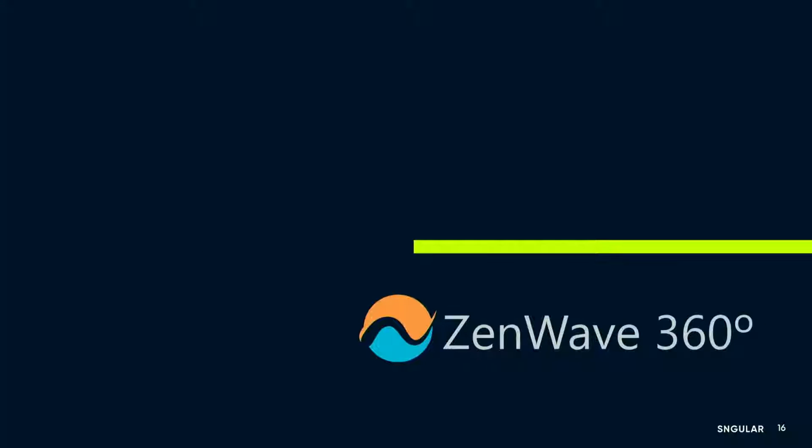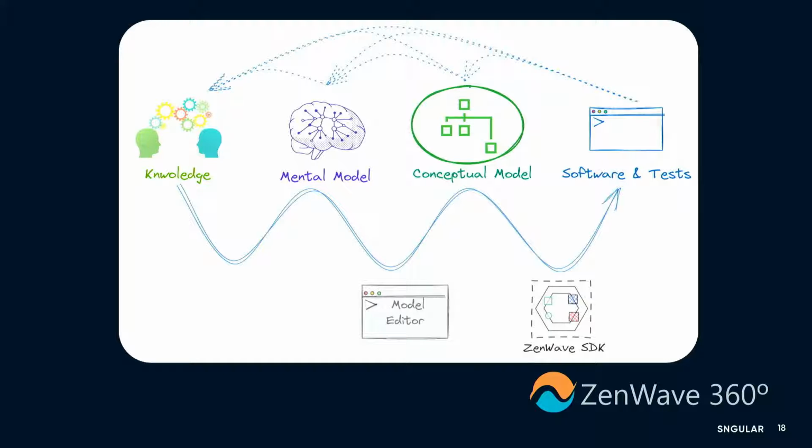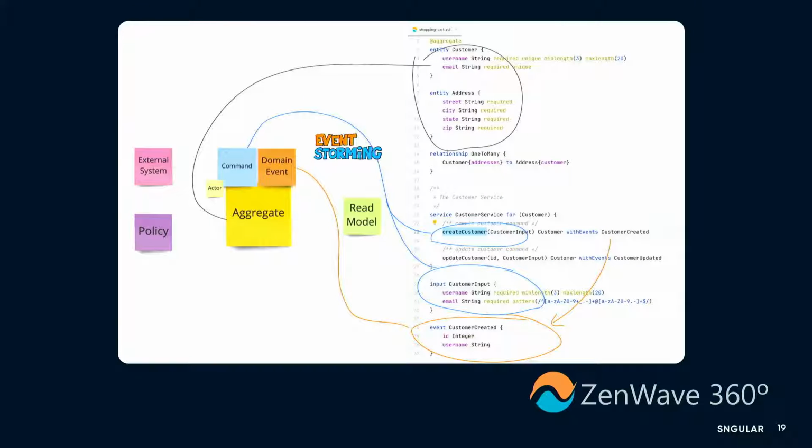And ZenWave 360, which is a set of tools for applying DDD and API-first patterns for event-driven applications. It can help compress the feedback loop between expert knowledge and working software, thanks to a domain-specific language that looks like this. This is an example that can map the results of our understanding that we build during the event storming sessions.